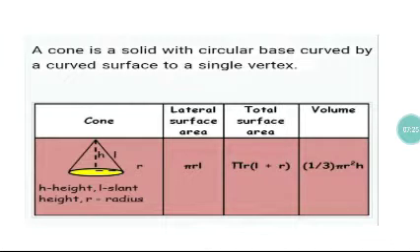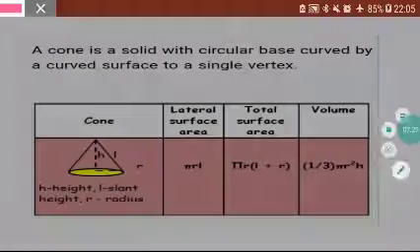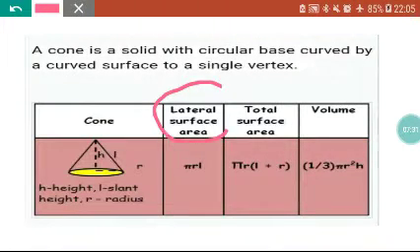Then the next is cone. Just now I have explained there, but in that the total surface area is given. Here we will find the lateral surface area also. So the lateral surface area is pi r l. L is what? That slant height. Formula I have given already. Total surface area is pi r l plus pi r square, and the volume is 1 by 3 pi r square h. So you have remembered all these things.